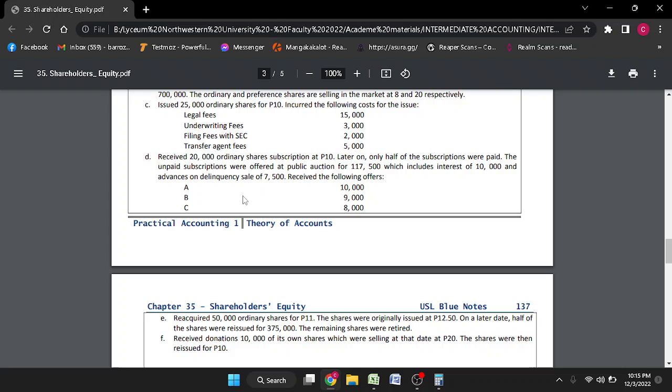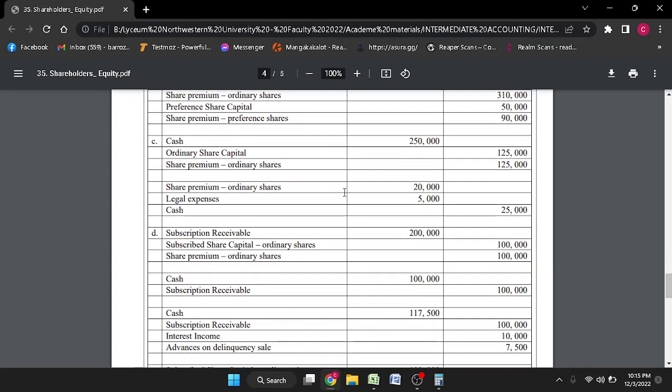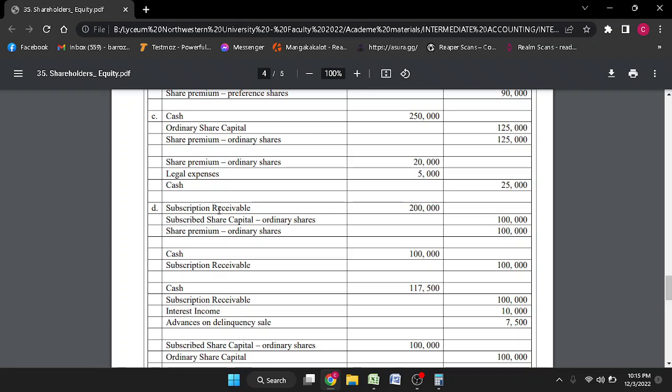Okay. The highest bidder is, I think, the 8,000 here, because they are willing to pay the 117,500 for only 8,000 shares. They would just receive 8,000 shares and they will pay for the 117. So technically, this is the highest bidder, not the 10,000 here. So we can see here that the subscription is 200,000.